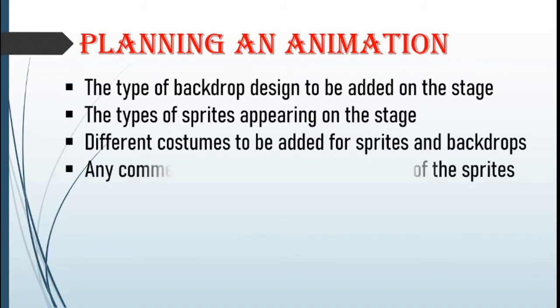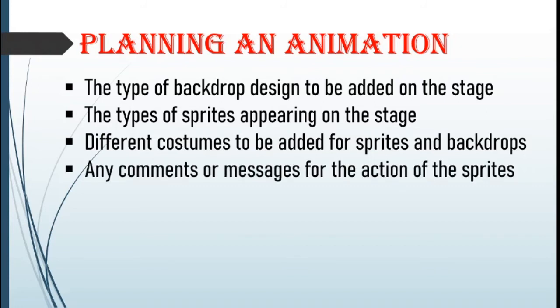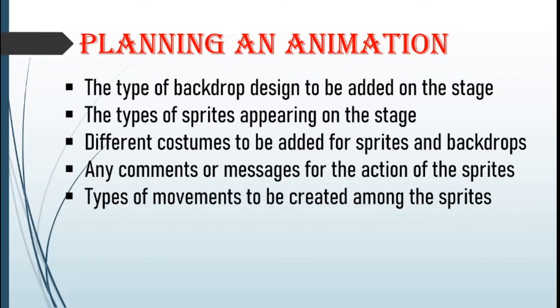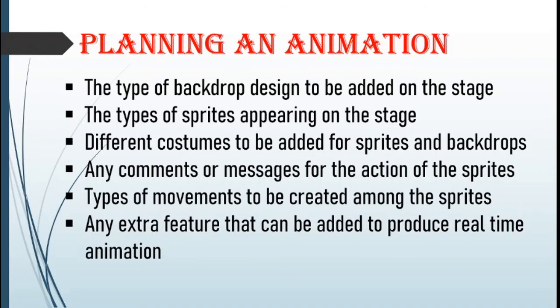Fourth point is any comment or message for the action of the sprites. Fifth point is the types of movement to be created among the sprites. Sixth point is any extra features that can be added to produce real-time animation.